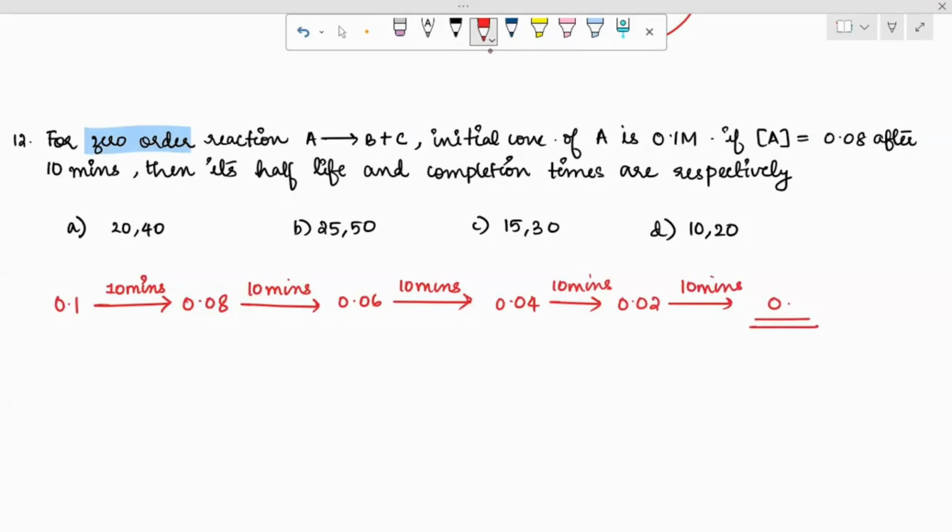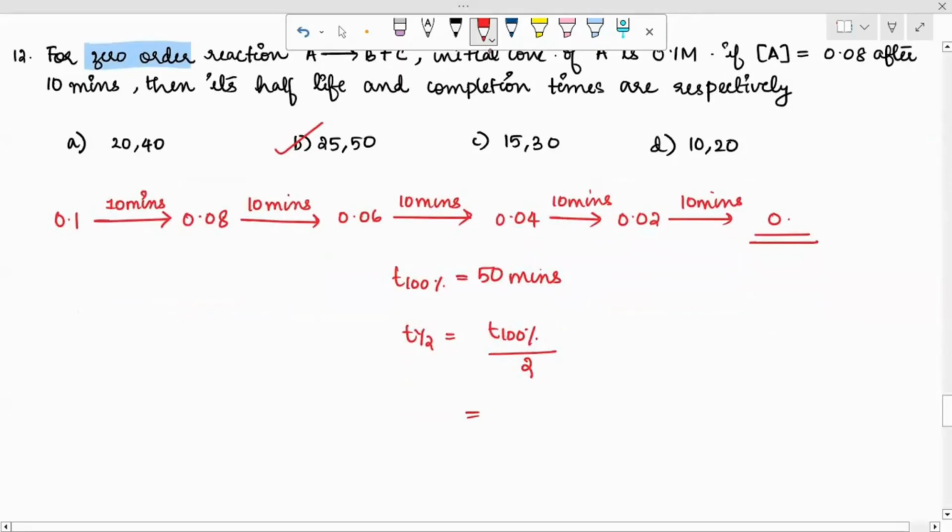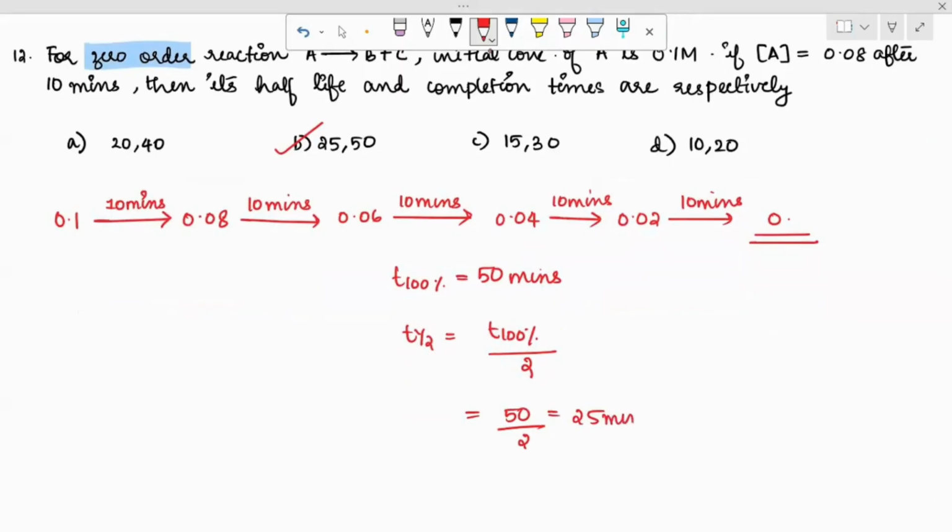Completed. So completion time is 10 plus 10 plus 10 plus 10 plus 10. Option B is the only one where 50 is there as the completion time. So completion time, T100% is equal to 50 minutes. And we also know that T half for a zero order reaction is equal to T100% by 2. We have derived the relation in the class. So that is going to be 50 by 2, 25 minutes, option B.